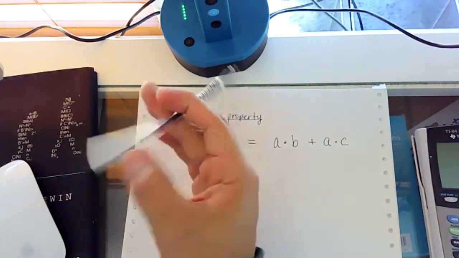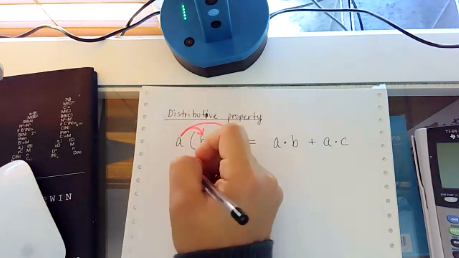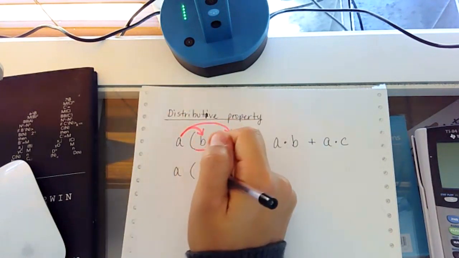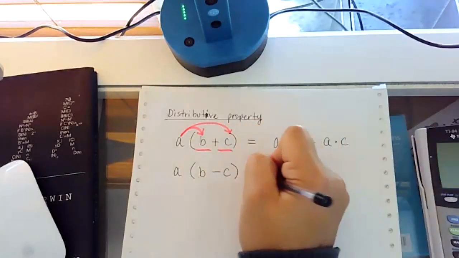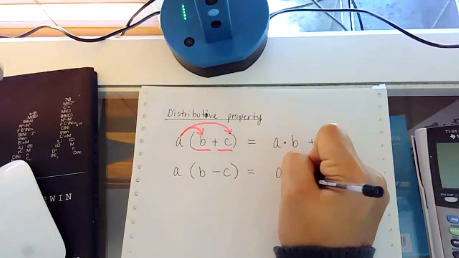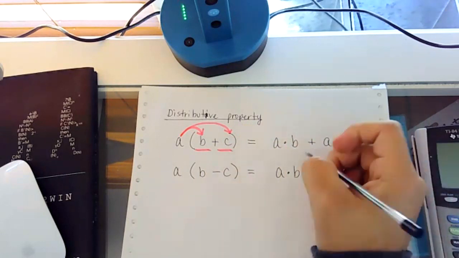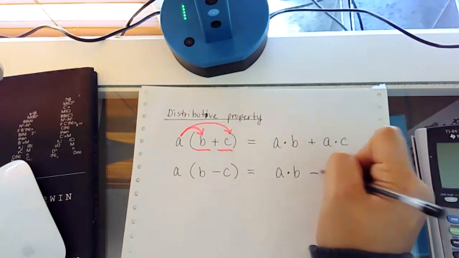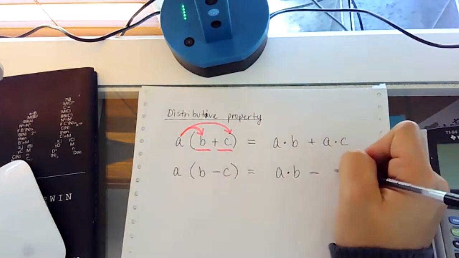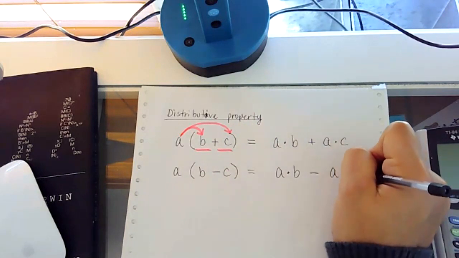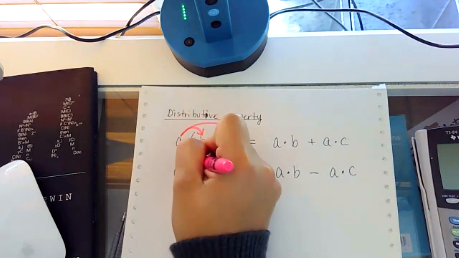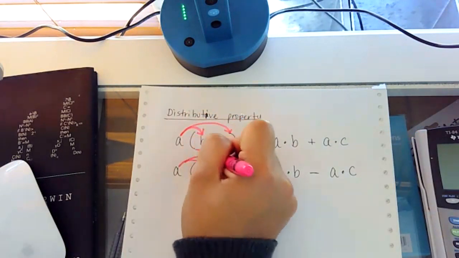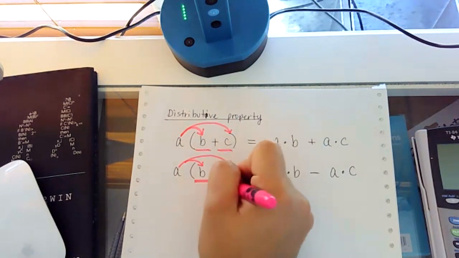This works the same if you had subtraction. So if I have a number A and I'm multiplying it by B minus C, whatever those numbers are, I would have A times B still, and this symbol in the middle would be subtraction still. And I would have A times C, because I'm taking this number on the outside and distributing it and multiplying it by both the B and the C.